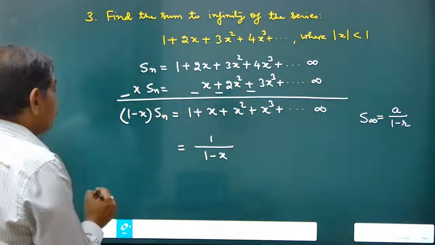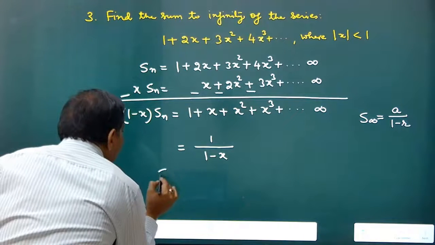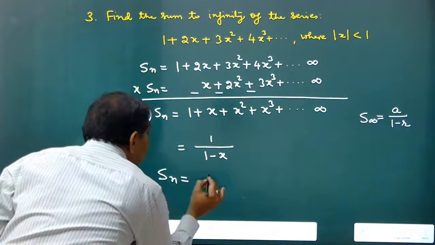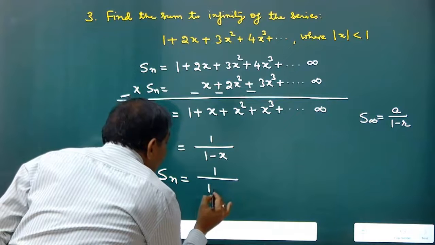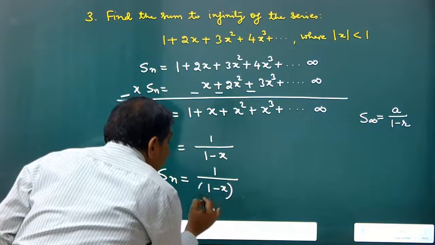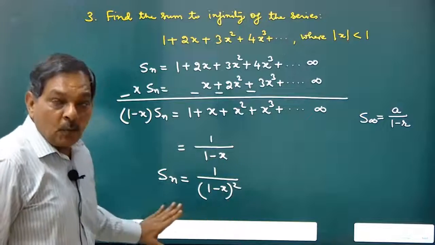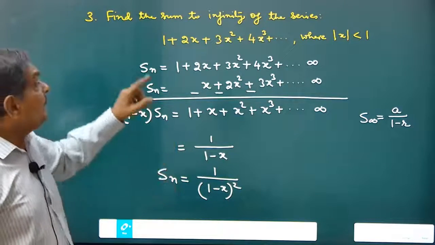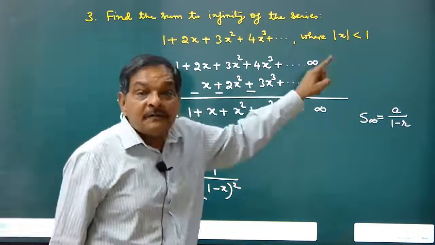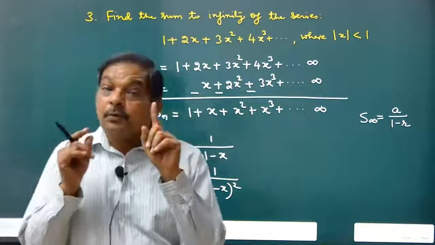Agreed? So Sn is equal to, cross multiplying, 1 upon 1 minus x whole square. This is our required value of Sn, means the sum of the given series up to infinity.